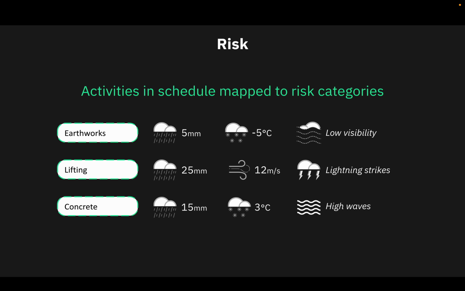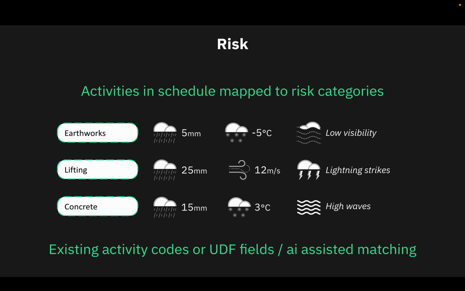There are default thresholds already in EHAB. You can create your own. And what we then do is look at any existing activity codes you have in your plan, and we'll map them to those. So you can create your own fields. You can use our AI assisted matching, but ultimately what you need to do is look at the activity codes in your plan and then match them to rules and thresholds that will be in the EHAB system.